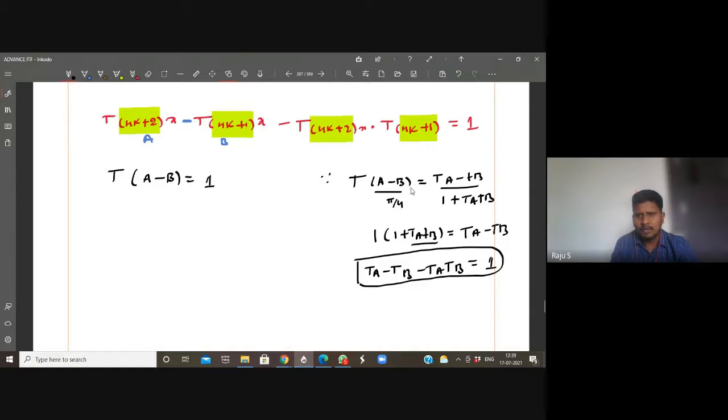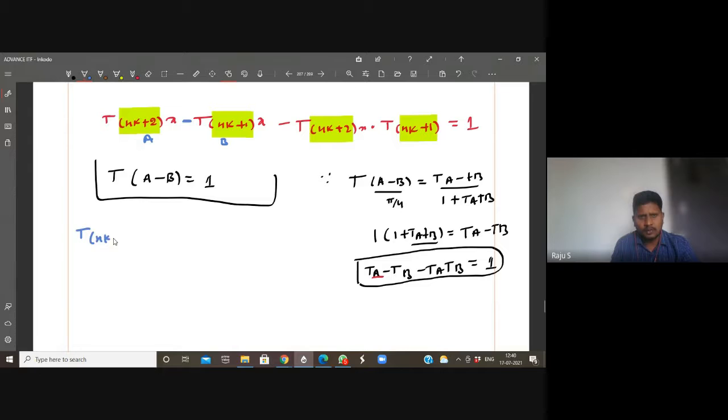Once again, tan A minus B, in the question it is clearly 1. So tan A minus B is 1. If I compare the given question with this, you can easily compare: tan A minus tan B minus tan A tan B. Like that also you can do. Otherwise, if you get confused, I am going to do it like this.